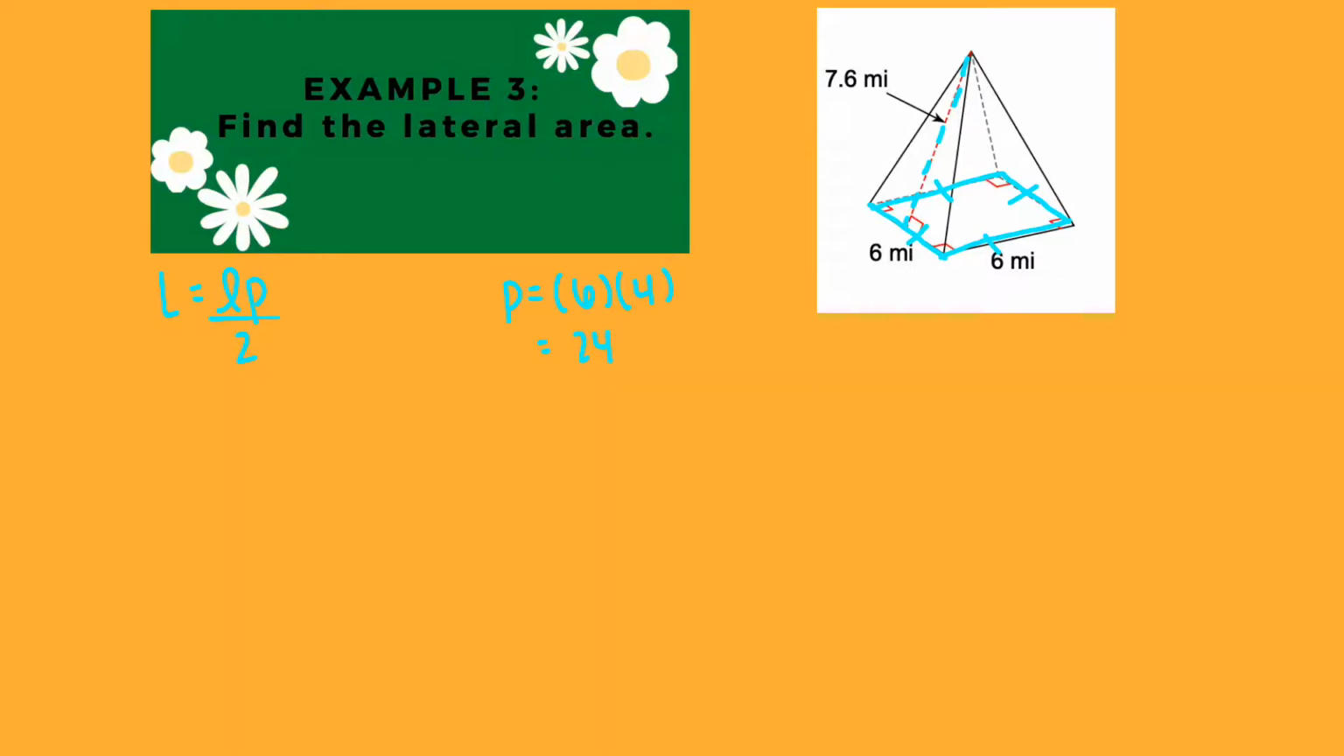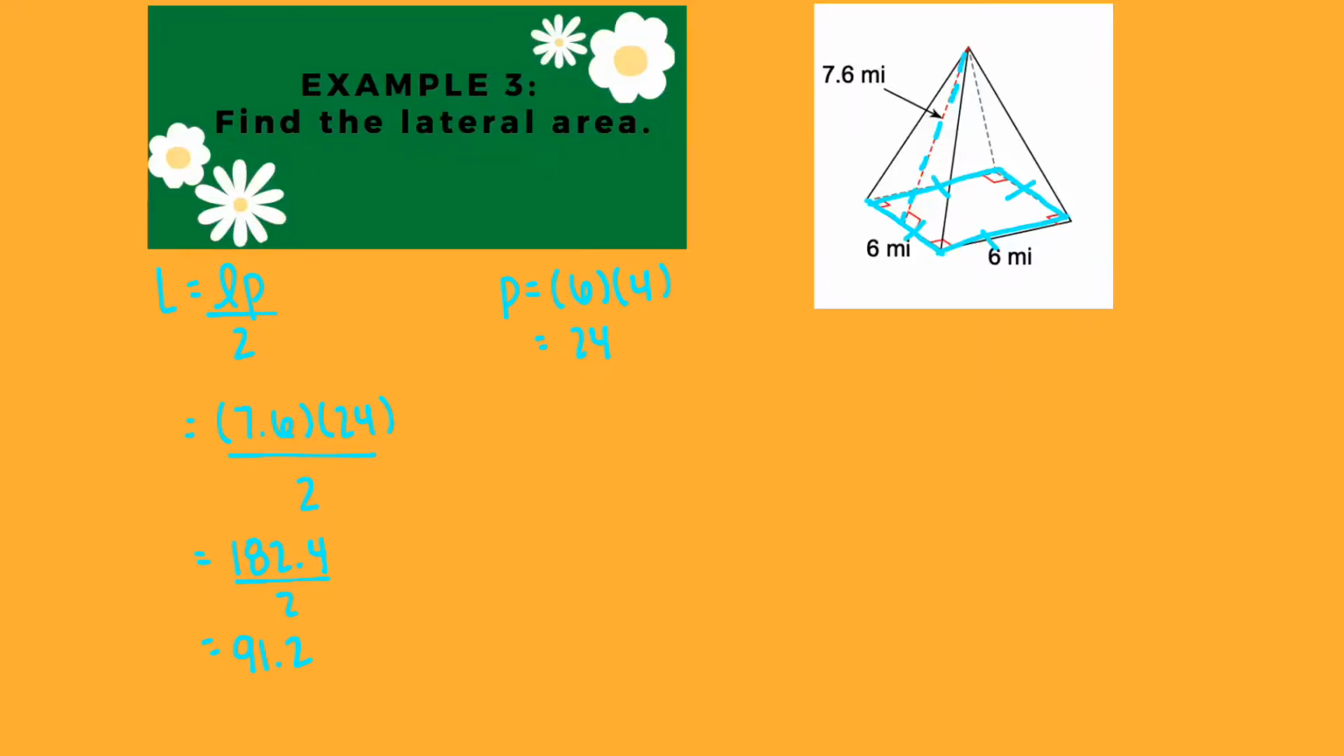I can now go plug everything into my formula. My slant height is 7.6 times my perimeter of my base is 24 divided by 2. I'm going to go ahead and plug that into the calculator. 7.6 times 24 gives you 182.4. And your last step is to divide that by 2 to find your lateral area is 91.2 miles squared.